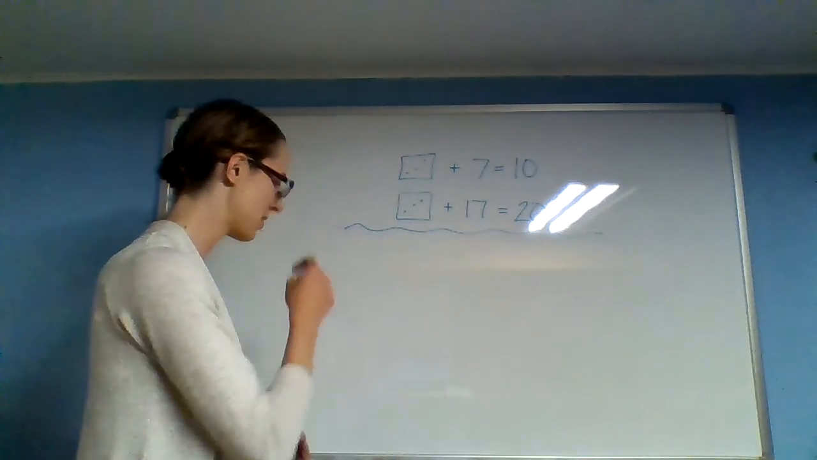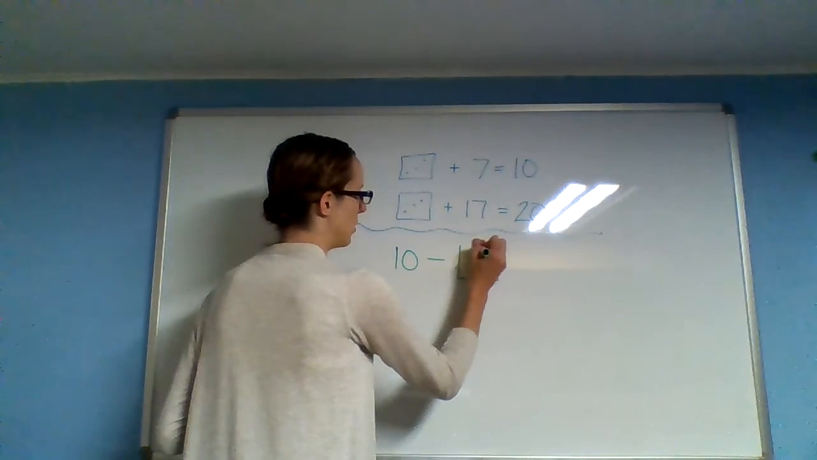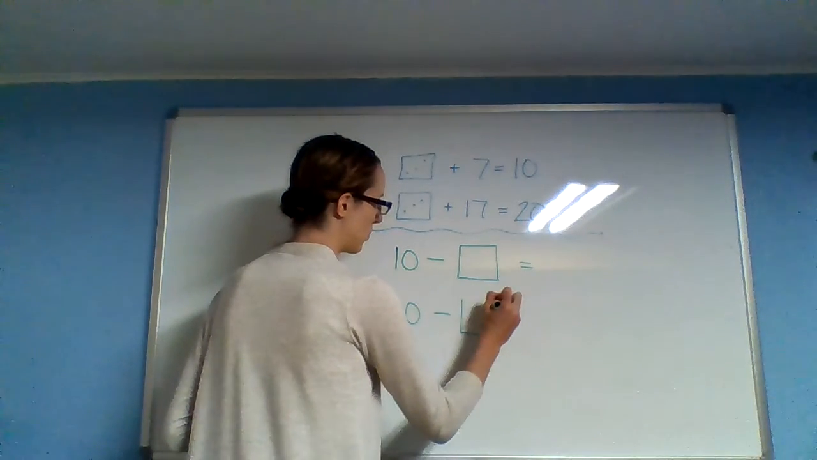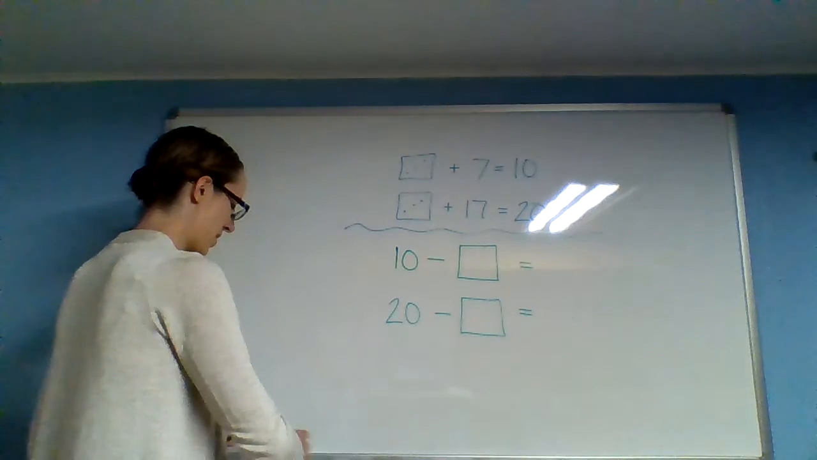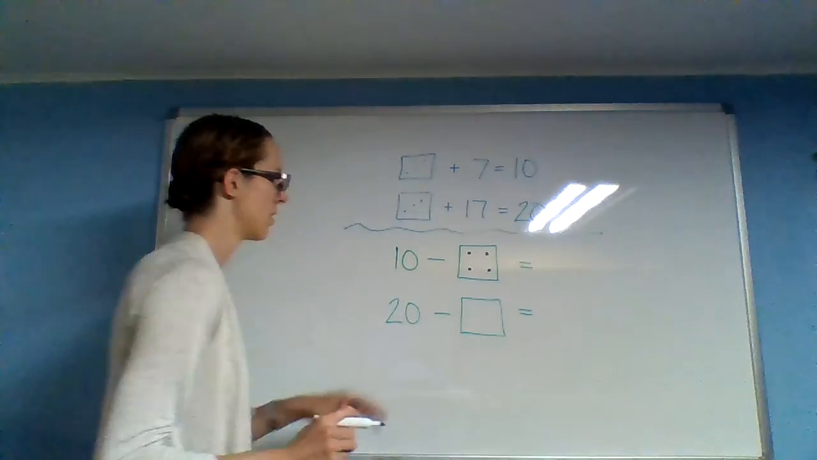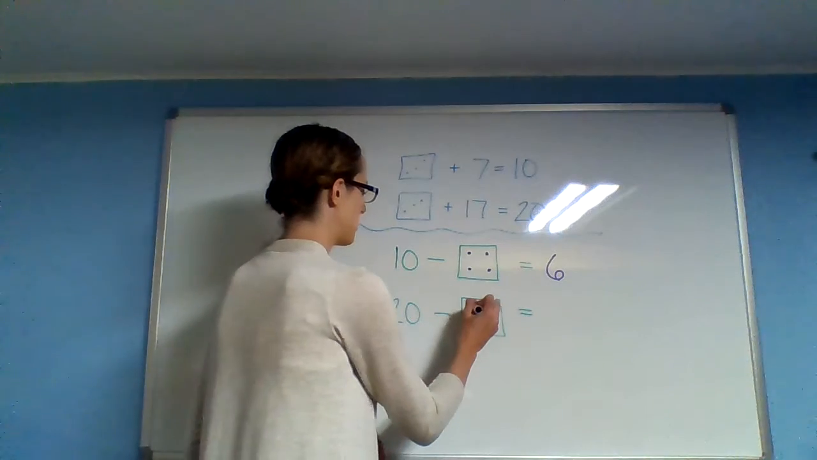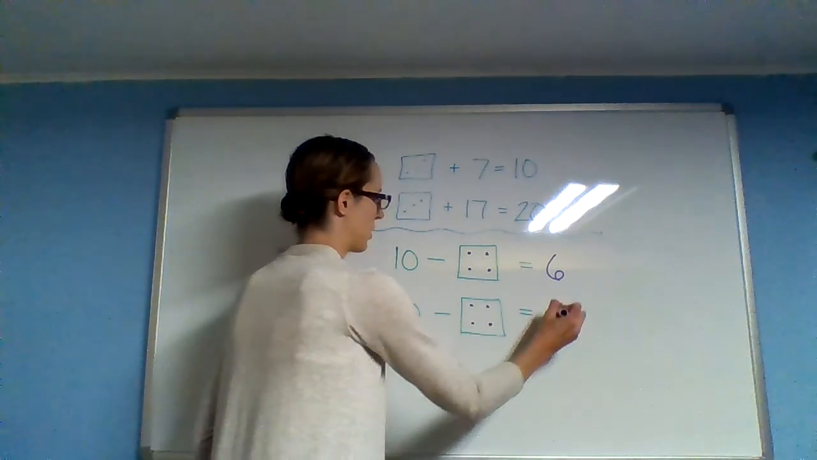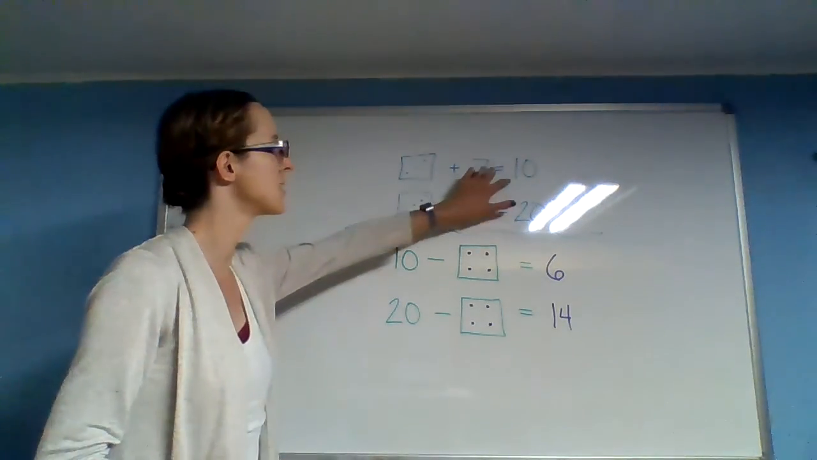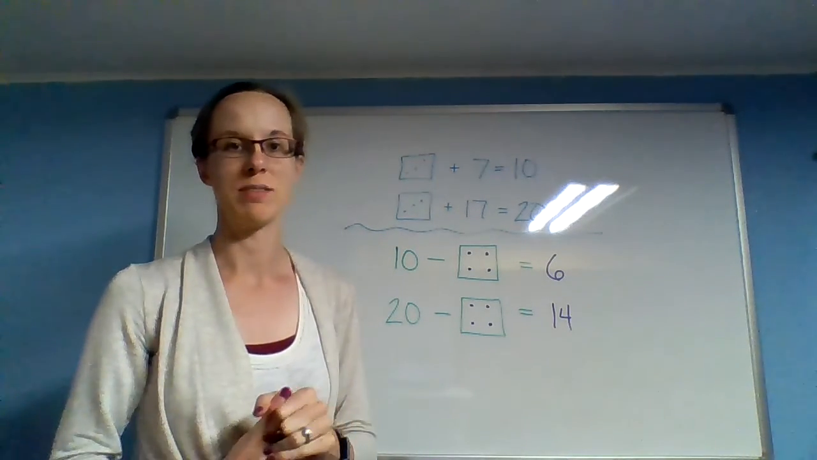Today, to play the game, you're going to do the opposite, and you're going to say 10 minus whatever you roll on your dice equals, and 20 minus whatever you roll on your dice equals. So if I roll, for example, a 4, then I would say, okay, 10 minus 4 is 6, and 20 minus 4 is 14. So yesterday we played adding up to 10 and adding up to 20. Today you're going to play subtracting from 10 and subtracting from 20.